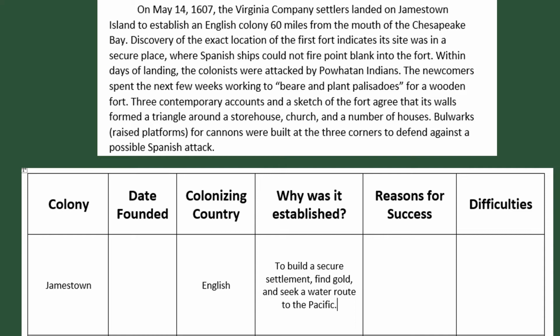After reading this, we see Jamestown Colony was founded on May 14, 1607. So that's something that we'll add into our note-taking organizer. We also found a difficulty when we read this paragraph: within days of landing, the colonists were attacked by Powhatan Indians. So that's a difficulty there. We'll add both of those to our note-taking sheet.